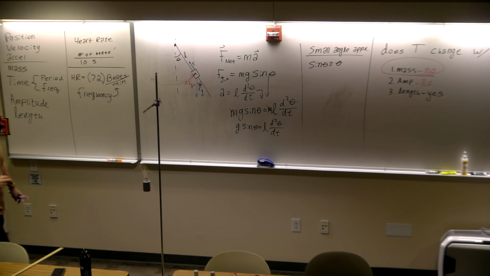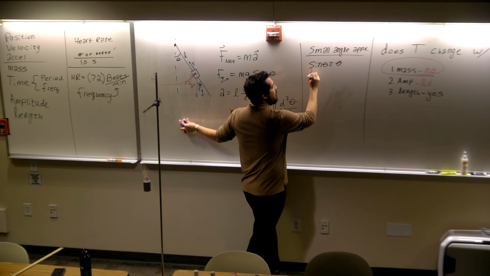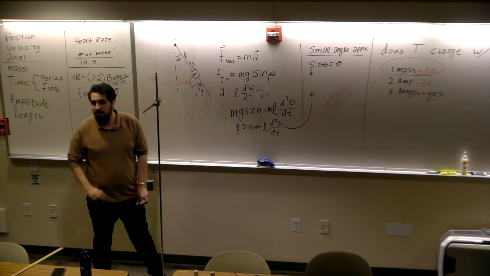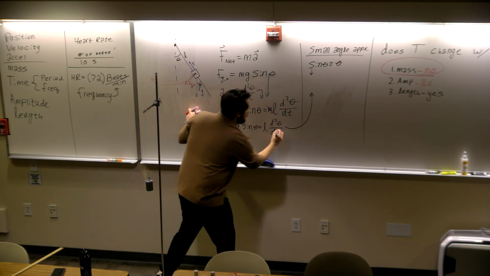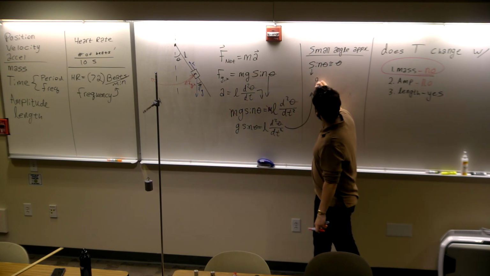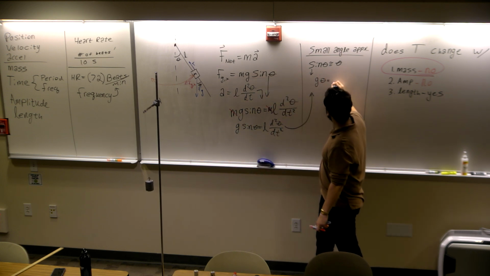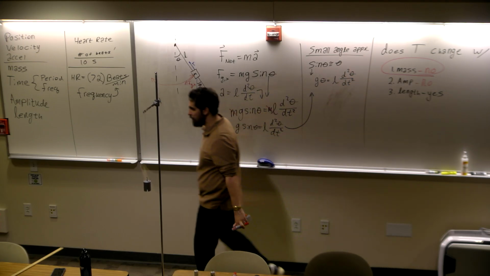Making the small angle approximation takes our equation, g sine theta is equal to L d squared theta dt squared, the second derivative, and it makes it g times theta is equal to length times d squared theta dt squared, the second derivative of theta.